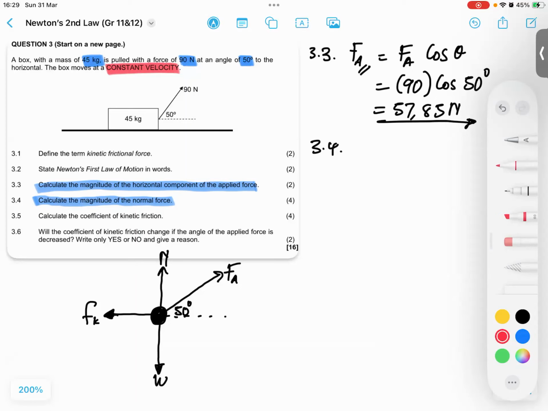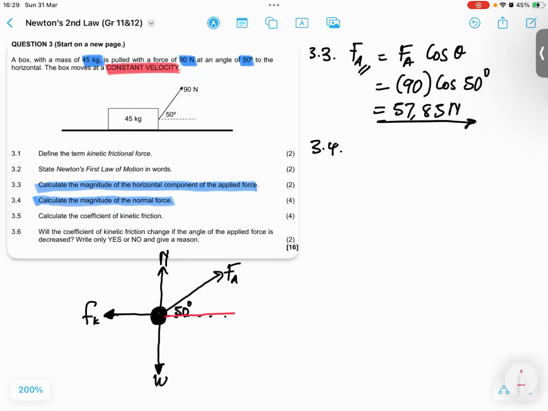We have the parallel component or the horizontal component of the applied force, which is FA parallel. And then we have the perpendicular component, or FA perpendicular, right? So these are the components of the applied force. Now we're going to use that to find the magnitude of the normal force.